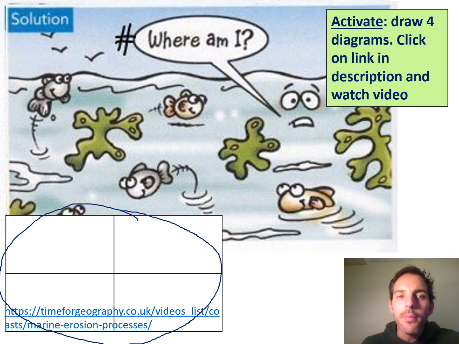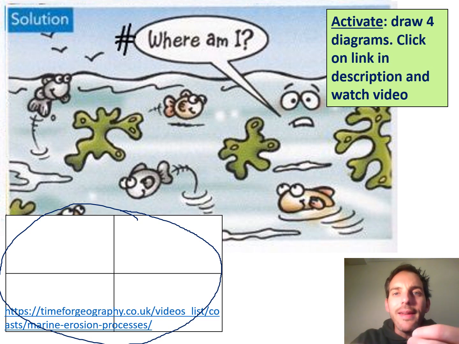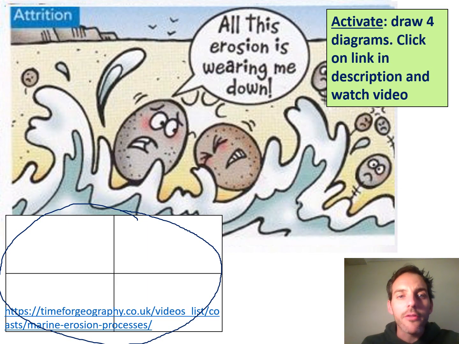The third type is called solution. Now solution is where slightly acidic seawater dissolves soft rock. It's often sedimentary, it's often things like chalk and clay. So this is when slightly acidic seawater dissolves rock. This happens slowly, this is much more gradual than the previous 2. So please draw a diagram, look at the cartoon now and see if you can come up with a way of representing it yourself.